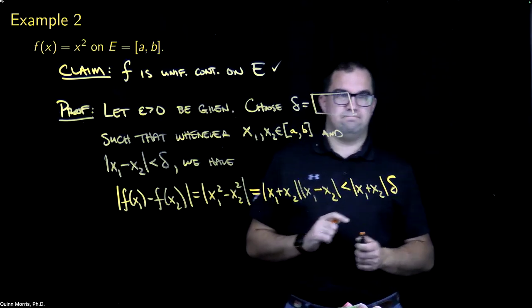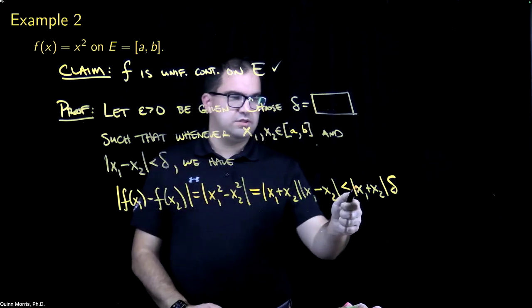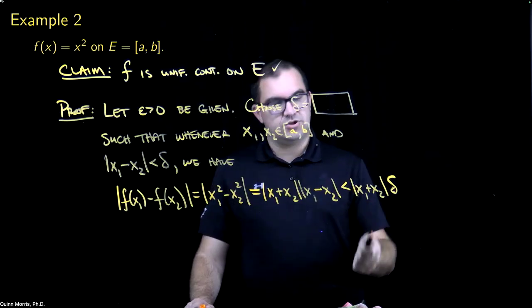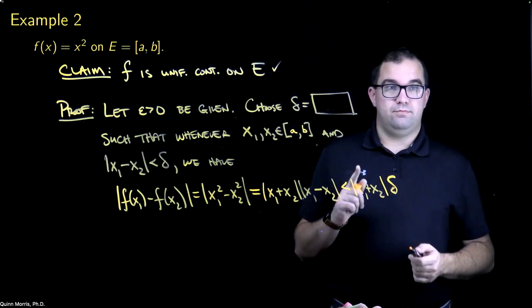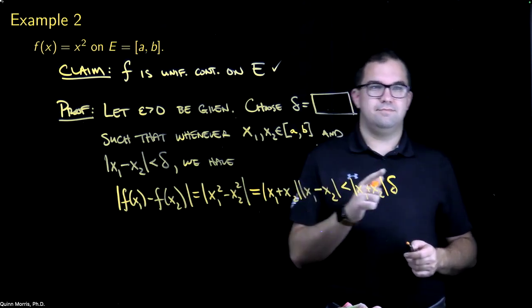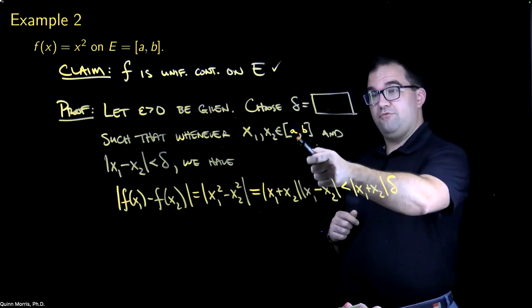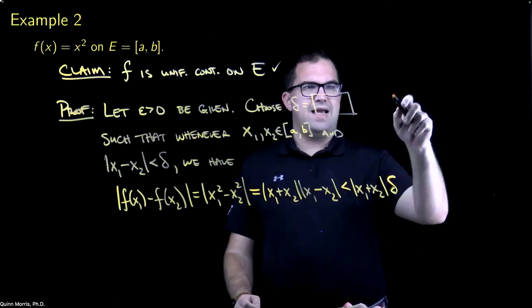Now I get to this point. And it might be tempting here to say, well, the worst that x1 could be is the letter b, and the worst that x2 could be is b. But be careful. No pun intended, but it's a pun nevertheless. Be careful because we have absolute values here, and we have to worry about negative values.